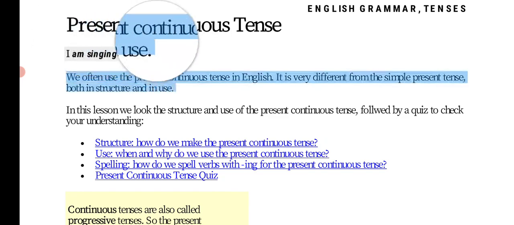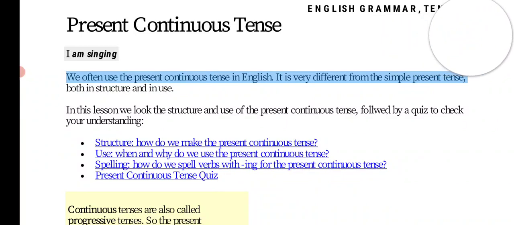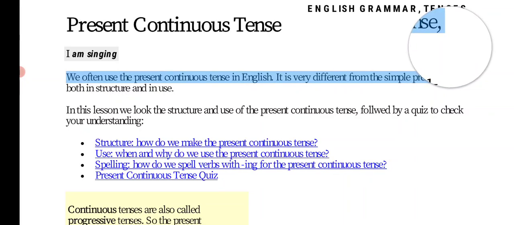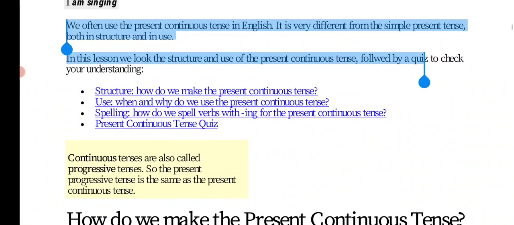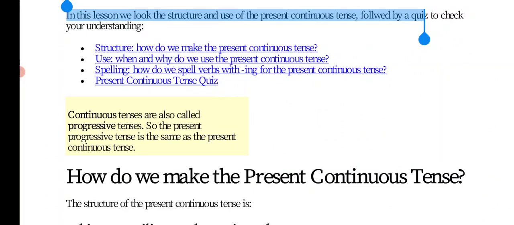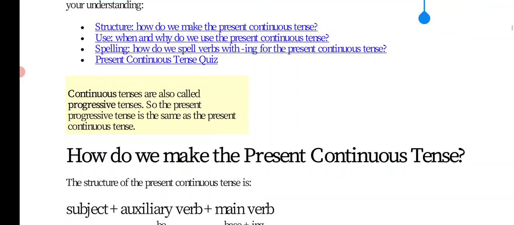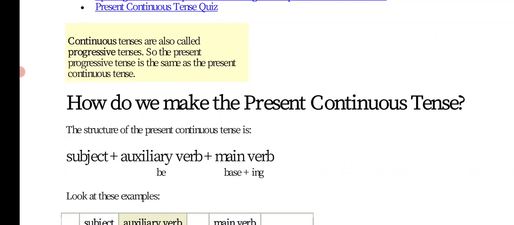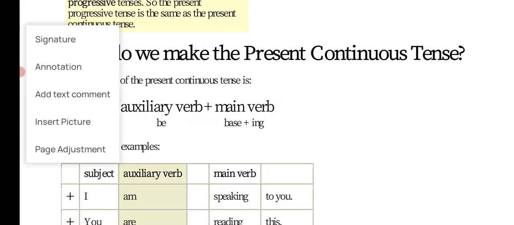So what is the definition? We often use the present continuous tense in English. That is very different from the simple present tense. You're aware it is completely different. If you compare the structure, you will find why it is different, and also in use. Continuous tenses are so-called progressive tenses, so the present progressive tense is the same as the present continuous tense. I have already cleared this. So let's look at the structure.